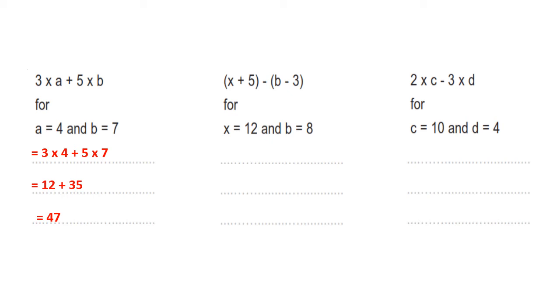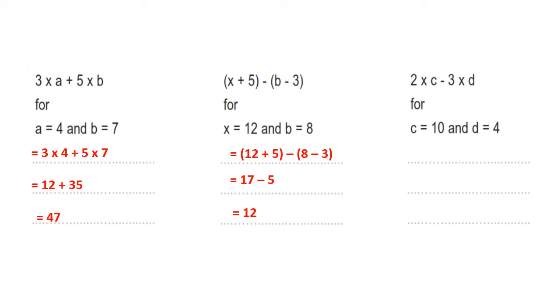In the second one, I have x and b. X should be replaced by 12 and b should be replaced by 8. So 12 plus 5 minus 8 minus 3. 12 plus 5 is 17 and 8 minus 3 is 5. And now 17 minus 5 is 12.